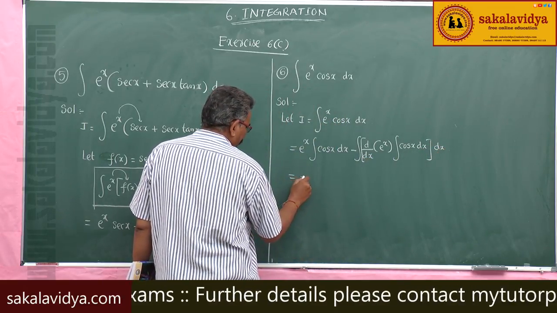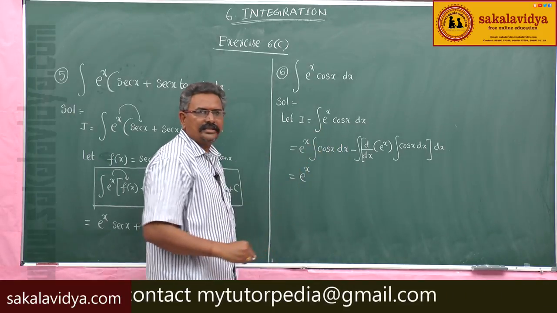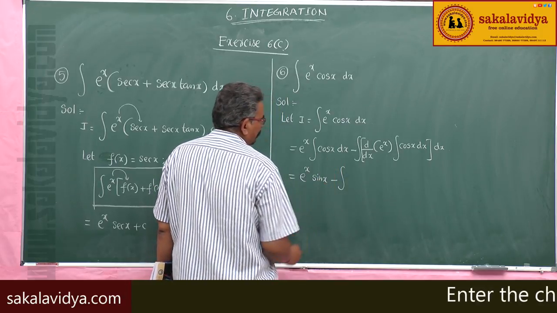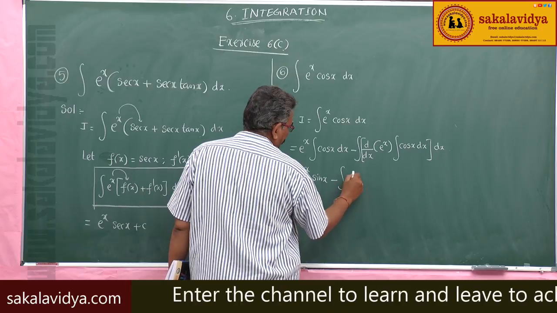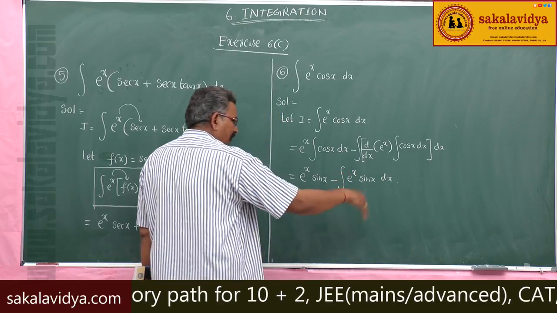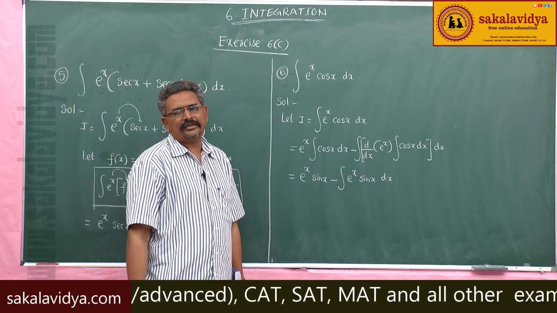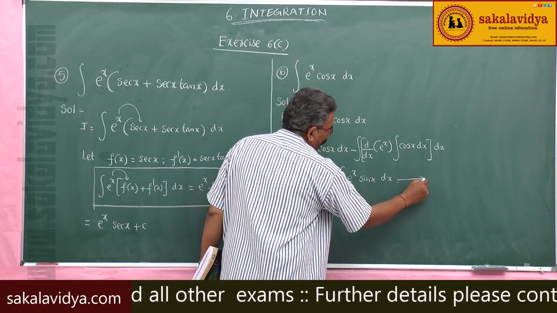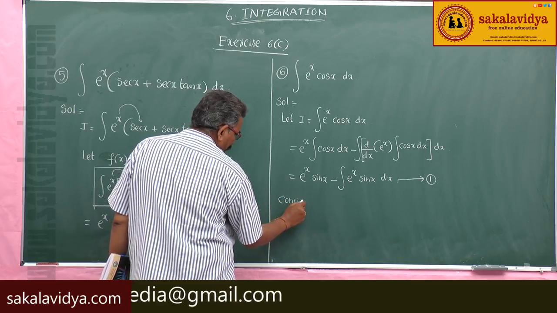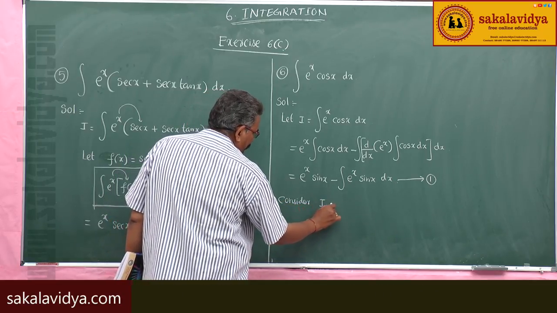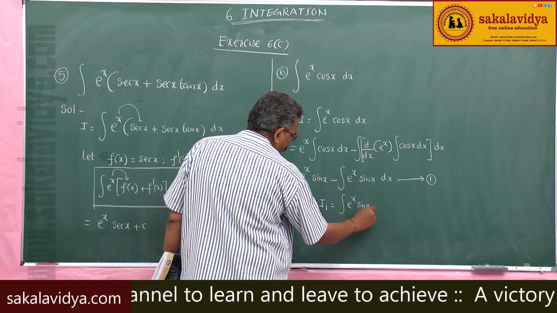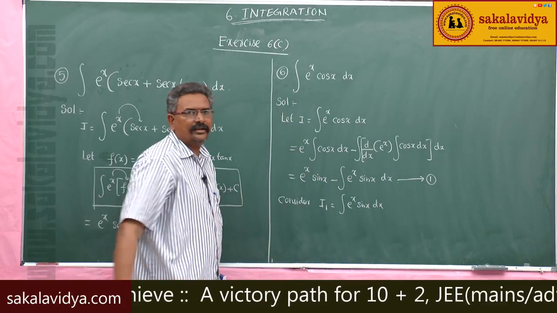Now e power x into integral of cos x is sin x, minus integral of derivative of e power x, which is e power x, into sin x dx. Once again we have to find out integral of e power x sin x dx. So let us say this is equation 1. Now consider I1 is equal to integral e power x sin x dx. Let us evaluate this integral now.